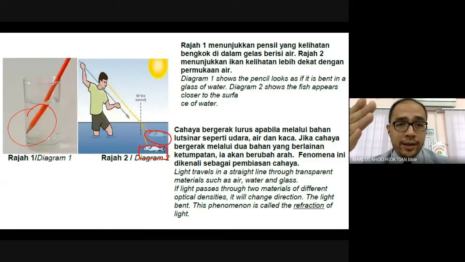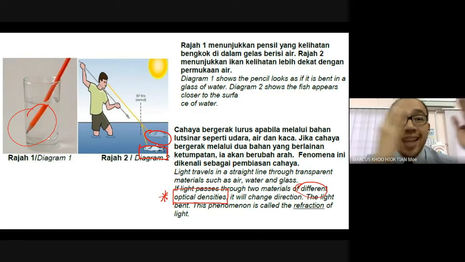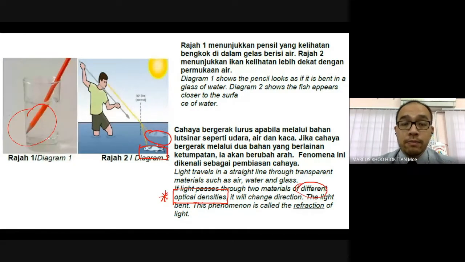Actually, it travels in a straight line. But if light passes through two different materials of different, okay, this is a word that I want you to underline and highlight. This is a very specific word that has to do with light only. Remember in chapter 5, we talked about density, we're talking about density of materials as the waves pass through.